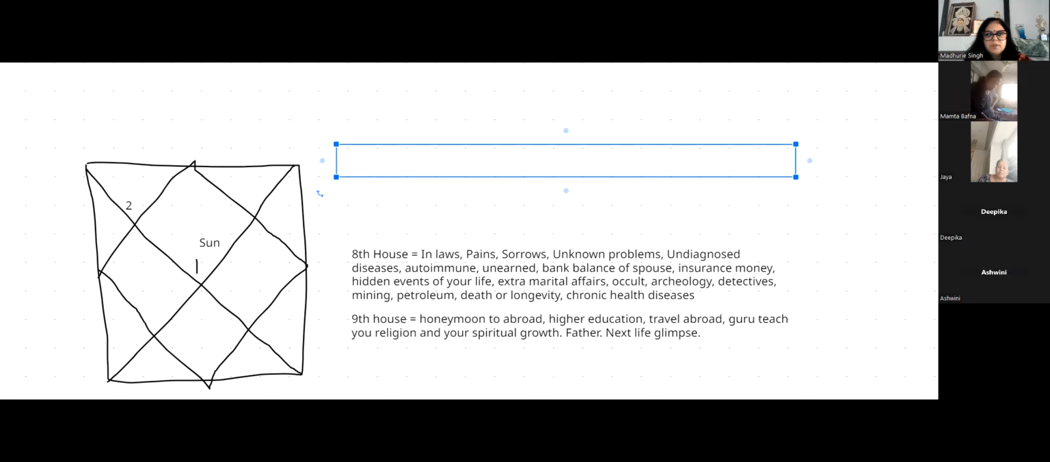Your sleep. Divorce. Jail. Hospitalization. And settling abroad. Or if not settling abroad, working for an MNC. Okay.